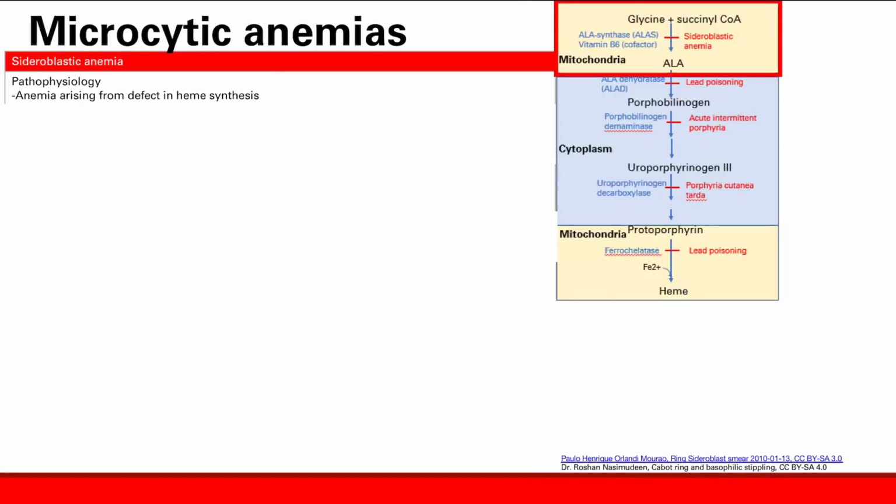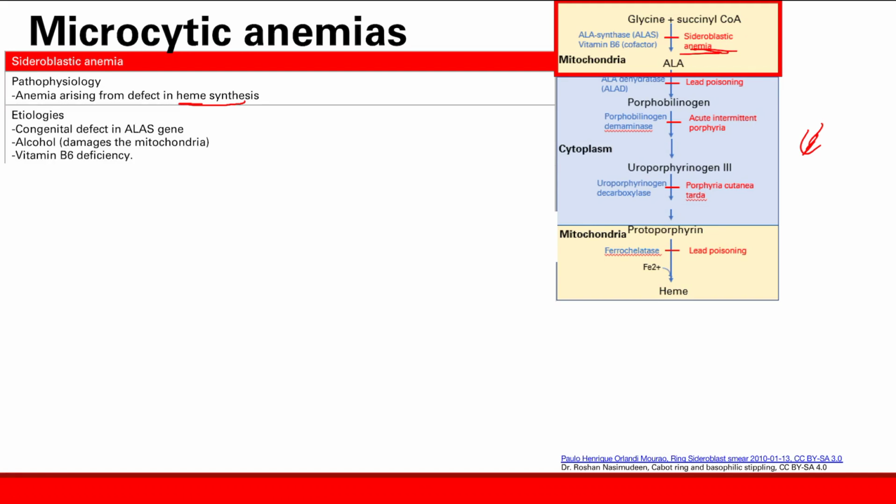So next is sideroblastic anemia. This one is a problem from a defect in heme synthesis. And this right here is a chart of how we make heme. We start with glycine and succinyl-CoA. You don't have to memorize this. Just memorize a few of the things. I'll tell you what to memorize.